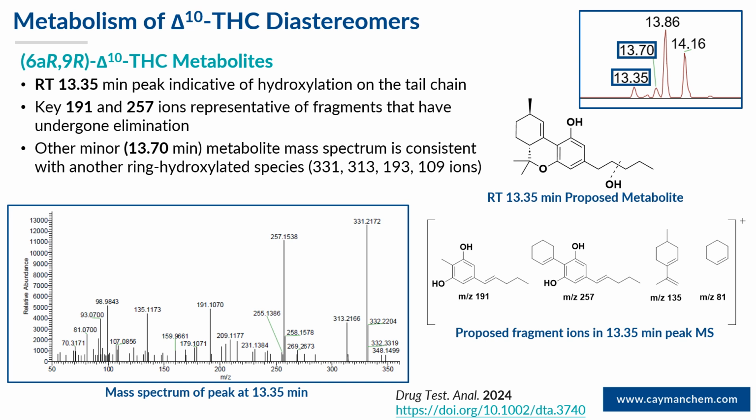The other minor peak at 13.7 minutes is just consistent with another ring hydroxylated metabolite. We aren't able to establish really where that is, but we see some of these key ions like the 331 molecular ion, as well as the 193 and the 109 ions.